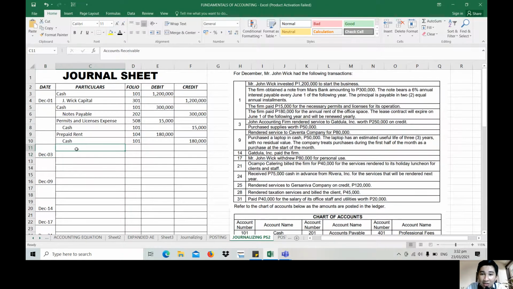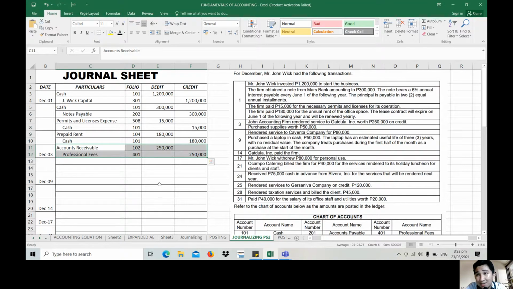Okay, tanong, binayaran na ba siya ni Gatdula? Hindi pa. Okay, therefore, hindi pa tayo naka-receive ng pera. So, our debit here is accounts receivable. Okay? Debit, 250,000. Credit, ano ba ito? Na-render na ba natin ang serbisyo? Yes. Therefore, we could consider it as a revenue or professional fees, 250,000. Sir, bakit sir? Naging income yan?